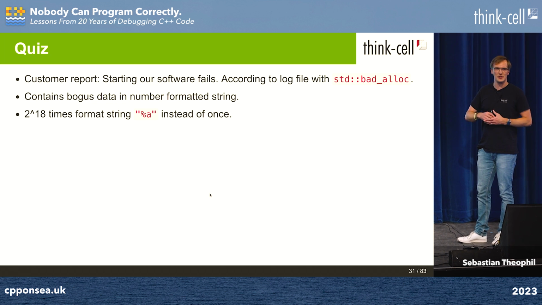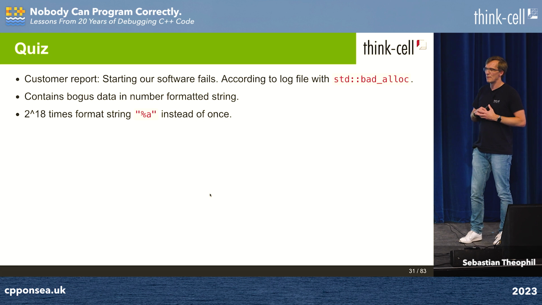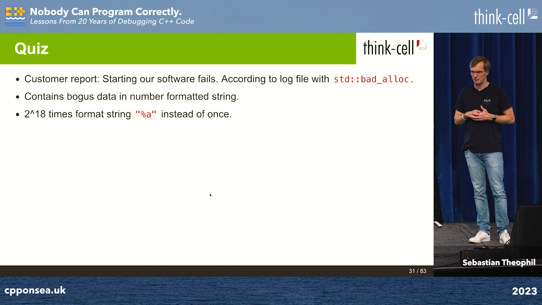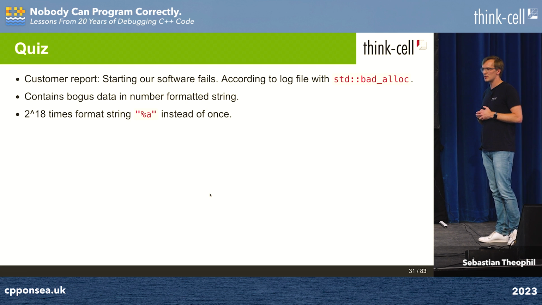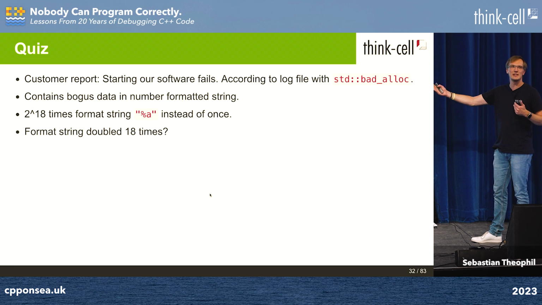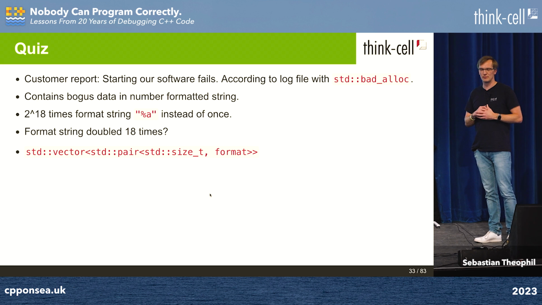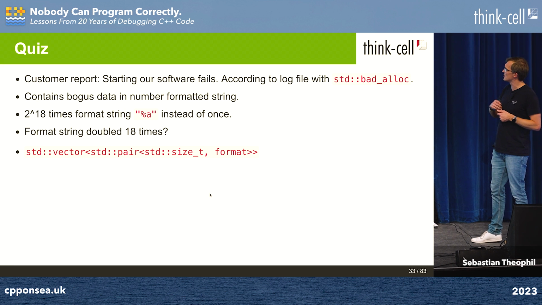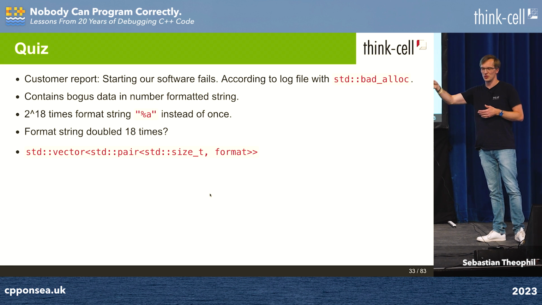And it turned out that in those settings, where we store some number formatting data, there was some bogus data. Instead of a string that should be there a single time, it was there 2 to the power of 18 times. Too much for our poor vector. So we thought, well, maybe something doubled this data structure, like 18 times. So you go deeper and you look, that's a vector. So we have a vector that is a pair of a size_t and that format string. So this would be maybe an index into a string and some number format that you want to insert there.